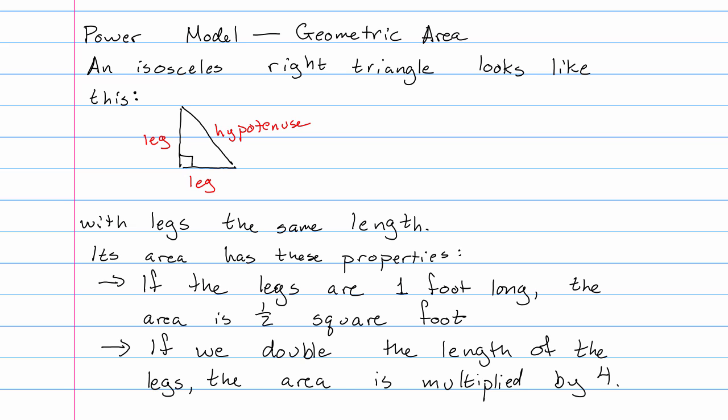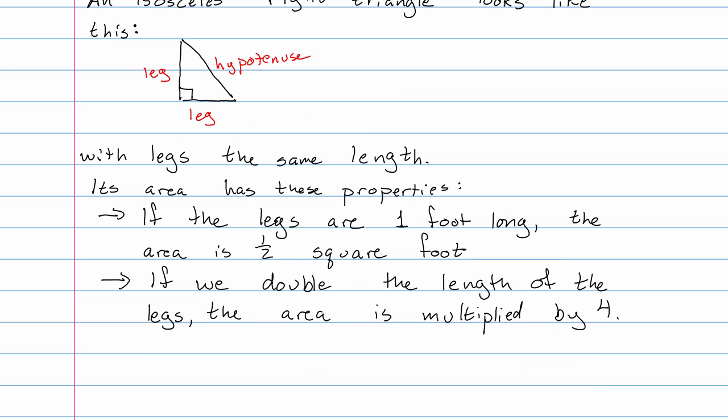If the lengths of the legs of the triangle are 1 foot long, then the area of the whole triangle is 1/2 square foot. It's half of a square that's 1 foot on the side. If we double the lengths of the legs, the area is multiplied by 4. So I'm going to think of this as the area depends on the length.